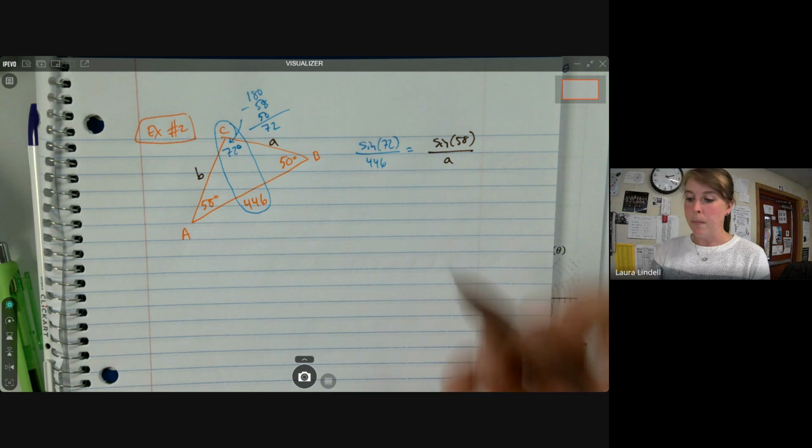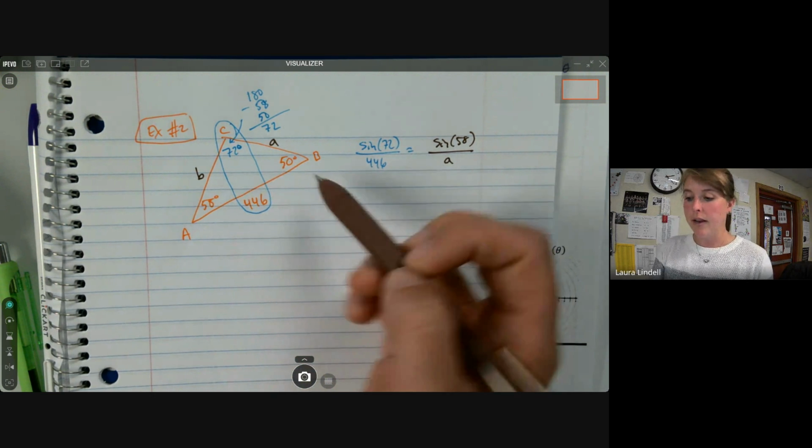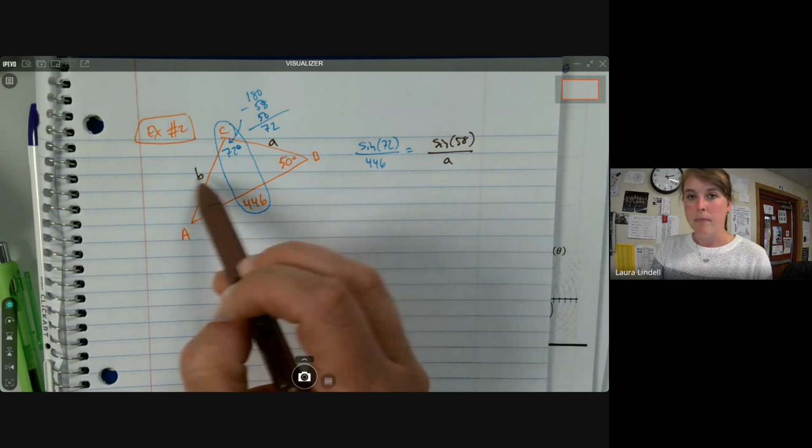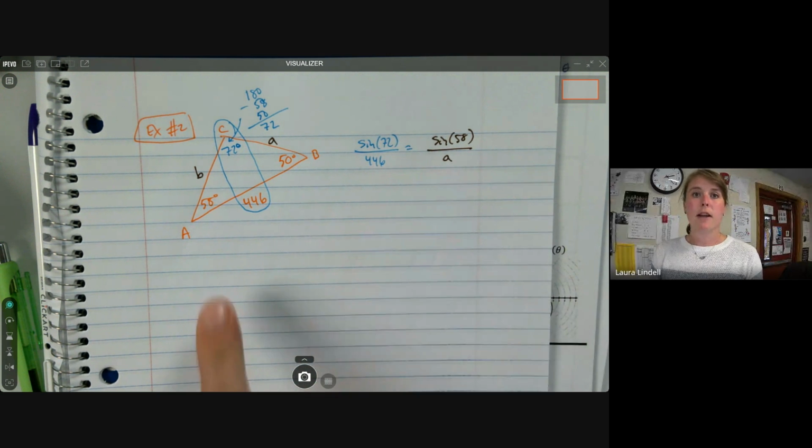Once we get down to this part, right? We've got this going, and then we'll set up another equation that's going to have the same thing for this pair. So go ahead and pause the video here and give this one a try. When you come back, I'll show how we solved for both side A and for side B.